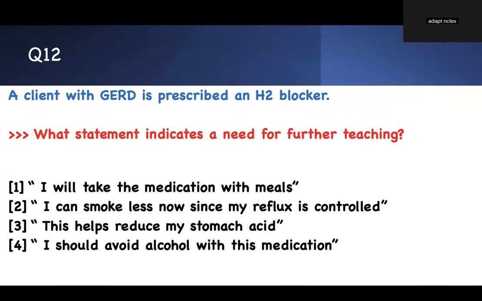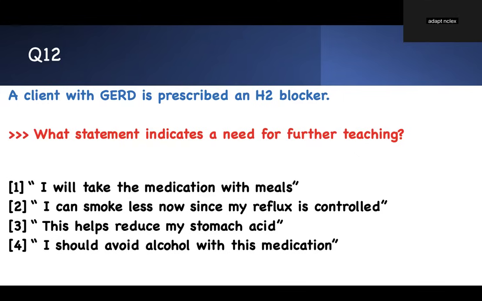A client with GERD is prescribed what? H2 blockers. They do different things. They bind H2 receptors. They are the tidines that are associated with what? Antacids or acid secretion of GERD. Therefore, which statement indicates a need for further teaching?